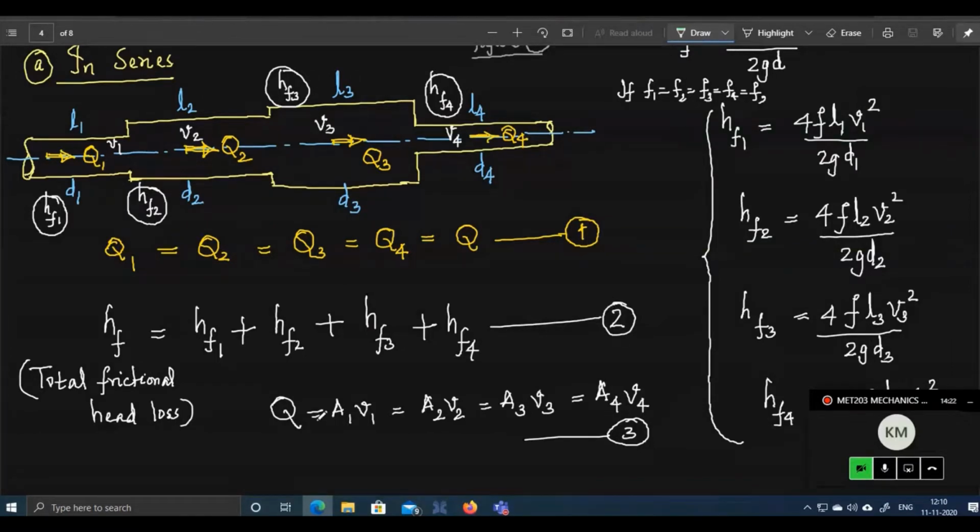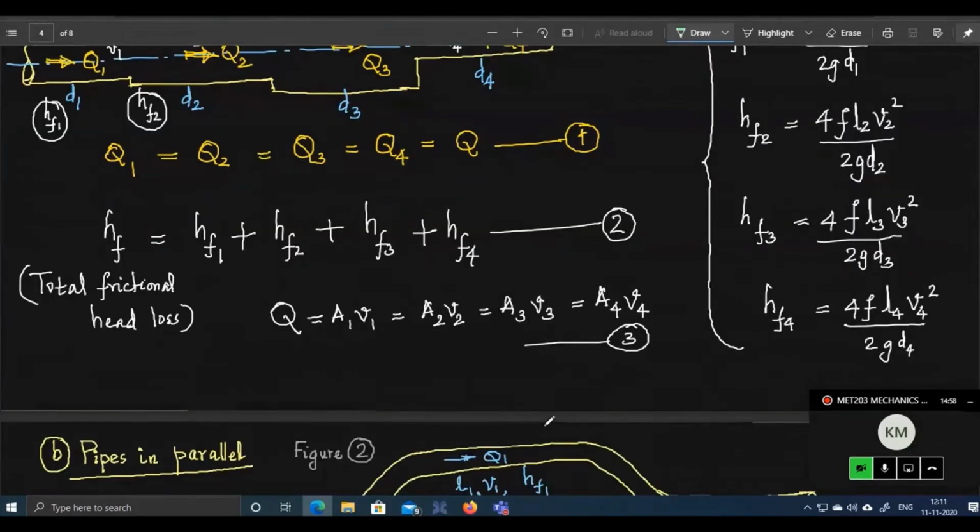And the other equation which we use for numerical calculations is the equation for the discharge, for one dimensional steady incompressible flow. We can have Q is equal to A1 V1, which is equal to A2 V2, that is equal to A3 V3, and that is equal to A4 V4, and so on. See, Q1 is A1 V1, Q2 is A2 V2, and Q3 is A3 V3, and Q4 is A4 V4. Since the discharge values are the same, the same Q can be equated to A1 V1, which is equal to A2 V2, that is equal to A3 V3, and that is equal to A4 V4.